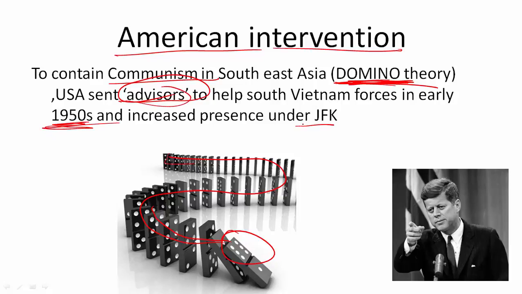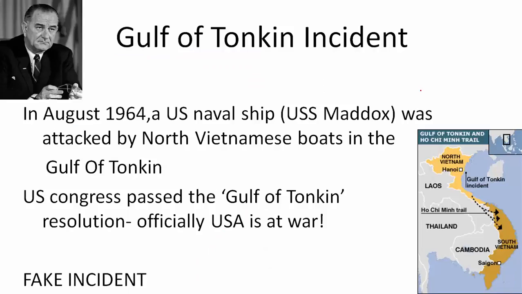But under John F. Kennedy, who became president in 1961, these advisors greatly increased. A large number of advisors were sent, and slowly these numbers increased in 1962, 63, 64. But America was officially still not at war. The official start of the war is considered to be after the Gulf of Tonkin incident.